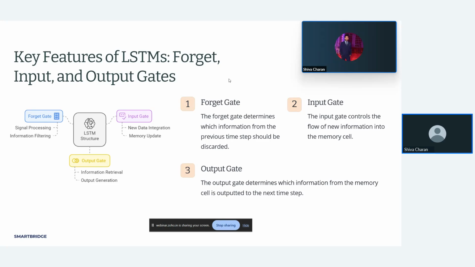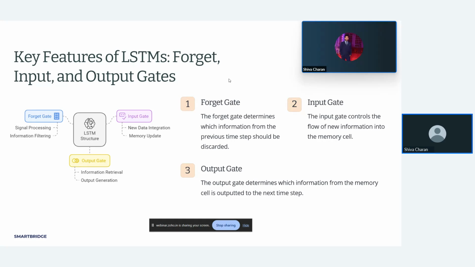What is input gate? New data integration, memory update. The input gate controls the flow of new information into the memory cell. And what does the forget gate do? Forget gate determines which information from the previous time step should be discarded. The forget gate will be deciding which information from the previous time step should not be considered.